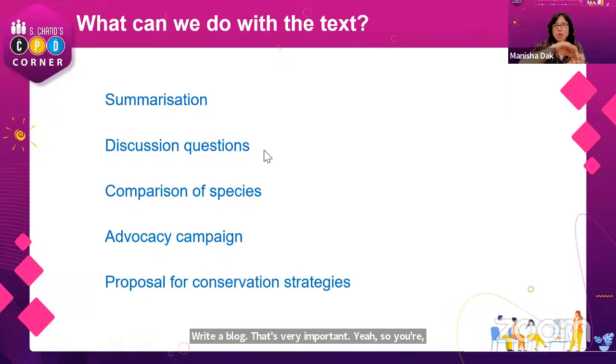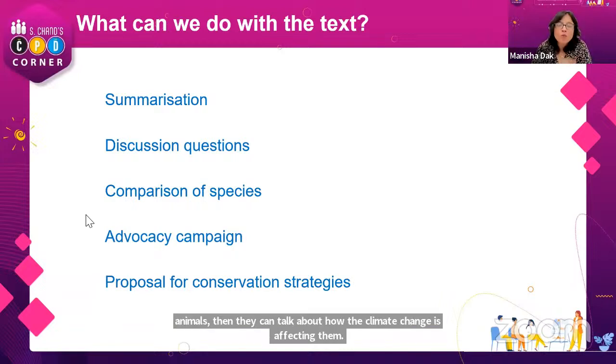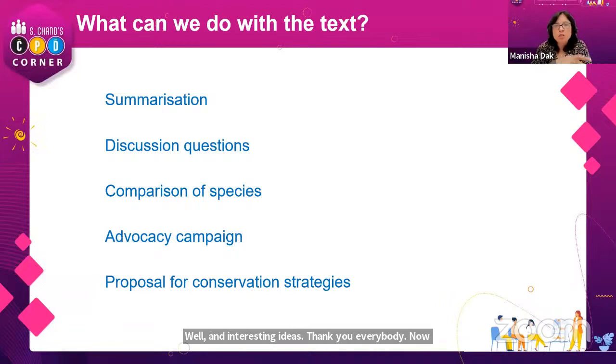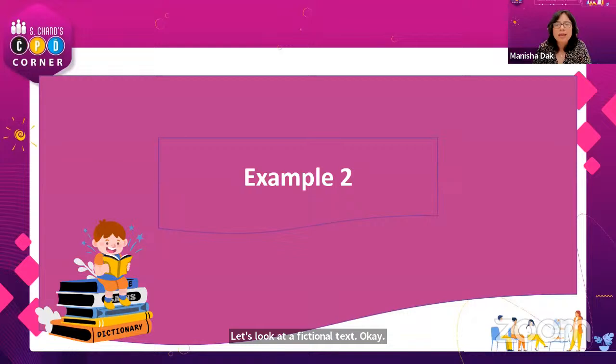From reading, you can either do a speaking task or you can do a writing task in the productive stage. They could do role plays, of course. They could maybe take the roles of animals, and then talk about how climate change is affecting them. All right, interesting ideas. Thank you, everybody. Now, we looked at a non-fictional text. Let's look at a fictional text, and what kind of tasks we can have based on that.